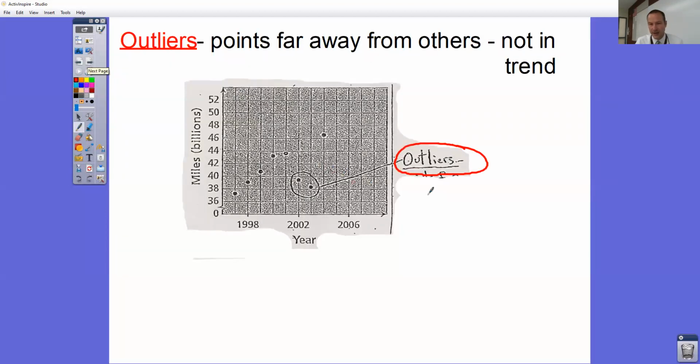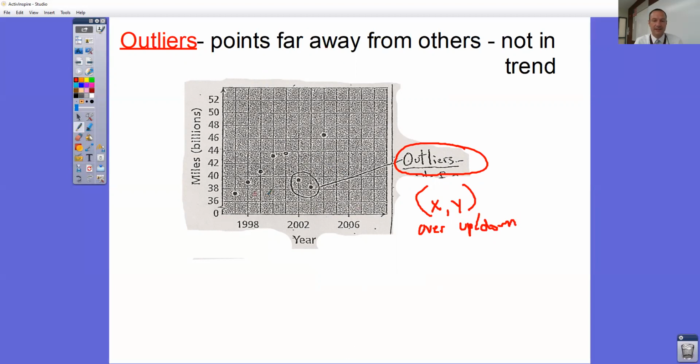An outlier. Now remember, when you have to write the coordinates for an outlier, coordinates are always written x comma y. X is how many you go over. Y is how many you go up or down.